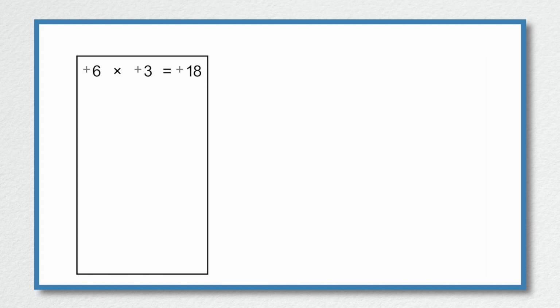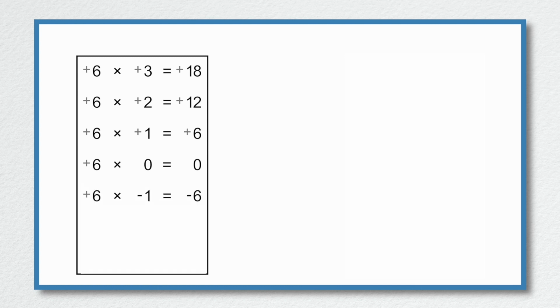We're then going to do 6 multiplied by 2, or positive 6 and positive 2. And of course the answer is 12. Then do 6 multiplied by 1, which is equal to 6. 6 multiplied by 0 is equal to nothing. And then of course we have positive 6 multiplied by negative 1, which is going to equal negative 6.